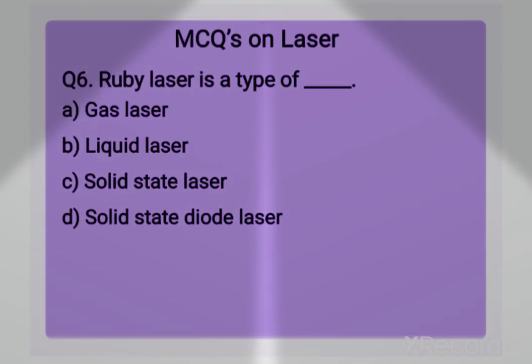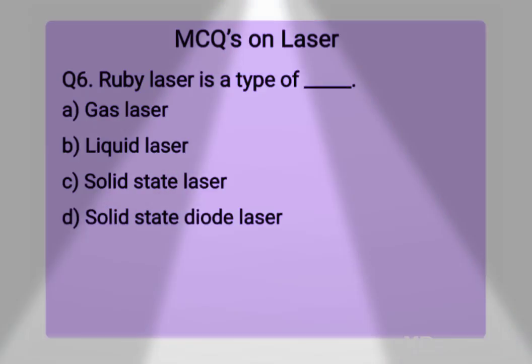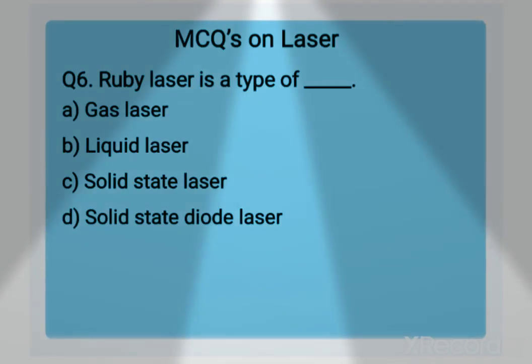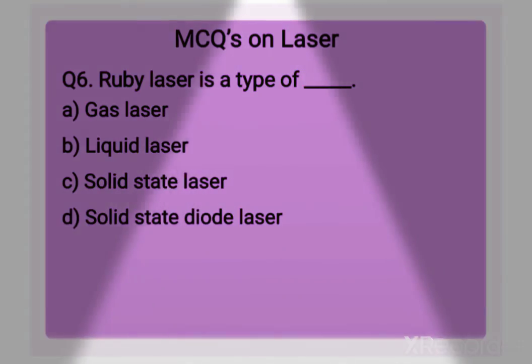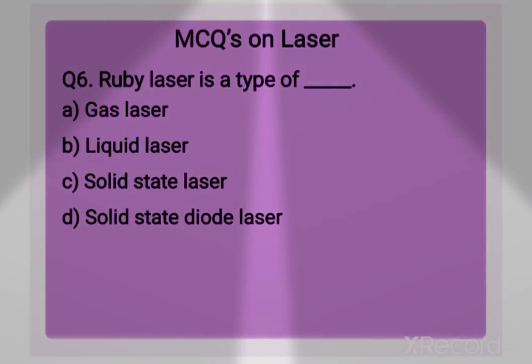Then question number 6 is: ruby laser is a type of... As we know, there are many types of laser: ruby laser, helium neon gas laser, semiconductor diode laser, Nd-YAG laser. These are the different types of laser, and ruby laser belongs to the type of solid state laser. So option C is correct.